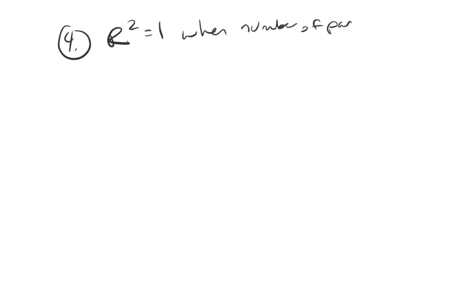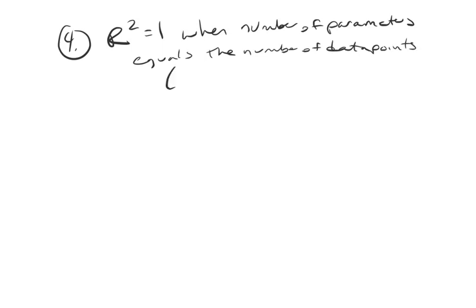Here's our next fact about R squared. R squared will be exactly equal to 1 when the number of parameters you're estimating is equal to the number of data points. And of course, by the time that happens, you are vastly overfitting. So it turns out I've already given you an example where this is happening.